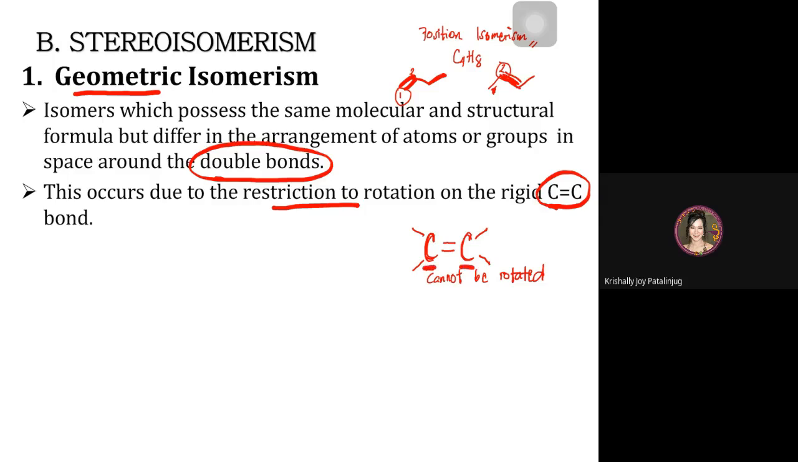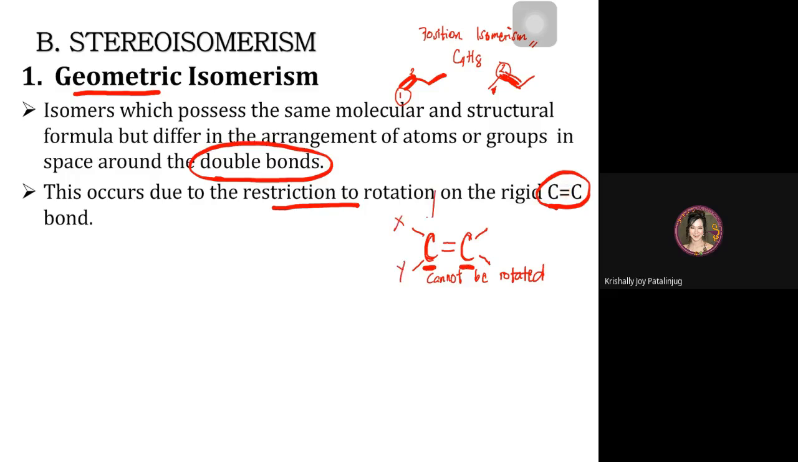Because this part of the alkene, the carbon to carbon double bond, is said to be rigid. Common sense, it is rigid. It cannot be easily rotated because the two atoms are bonded by a double bond. Even one bond already makes the atoms be held together. So when there are two, with multiple bonds, the nature of the bonded atoms becomes much more rigid. That makes it restricted to rotation.